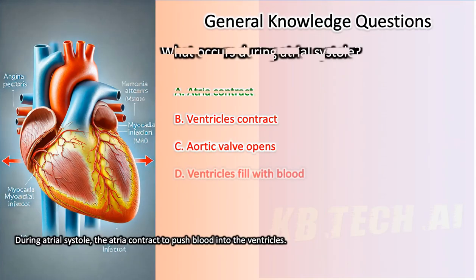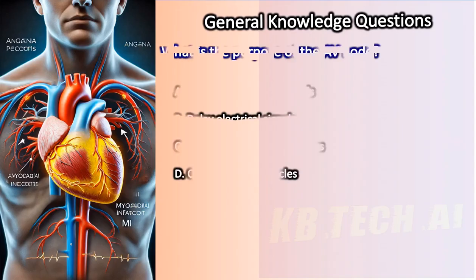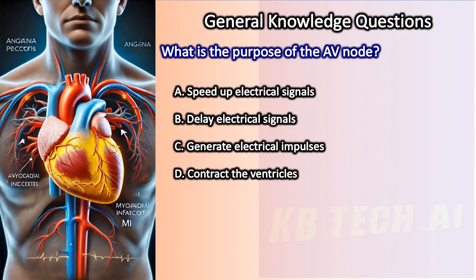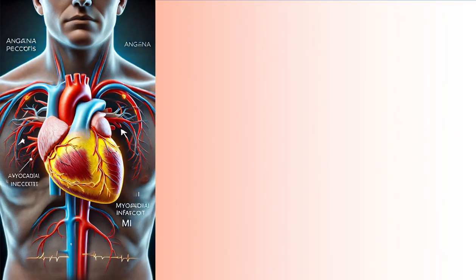The answer is Option 1. Atria contract. What is the purpose of the AV node? Option 1. Speed up electrical signals. Option 2. Delay electrical signals. Option 3. Generate electrical impulses. Option 4. Contract the ventricles.